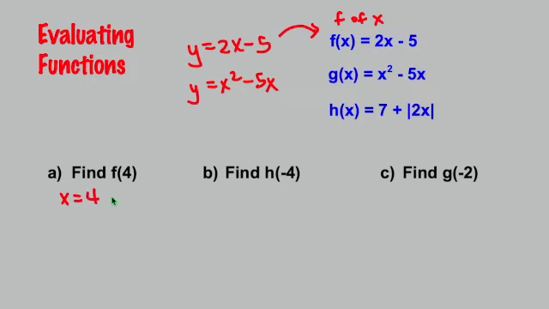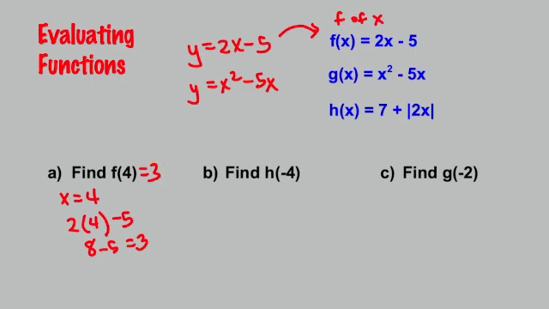And so when you see this kind of question, find f of 4, what that means is, x equals 4, and then go ahead and plug it into the f equation. Well, the f equation says 2x minus 5, so literally what you're going to do is say 2 times 4 minus 5. Therefore, 2 times 4 would be 8, and 8 minus 5, of course, is 3. So the answer here is 3.